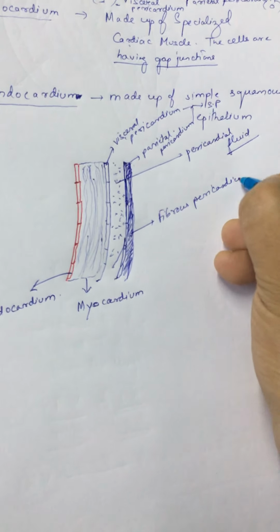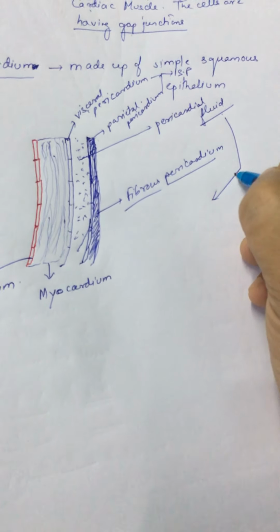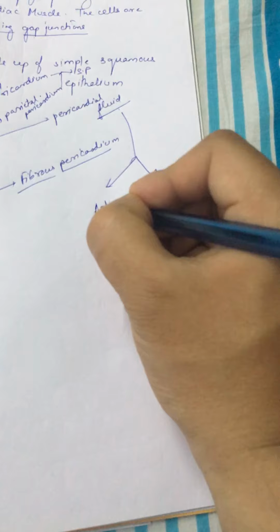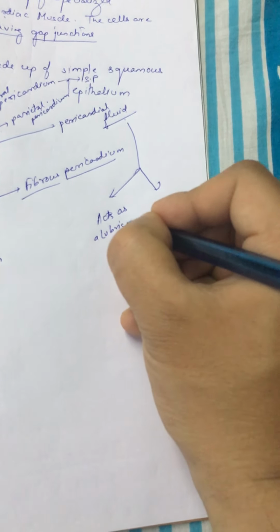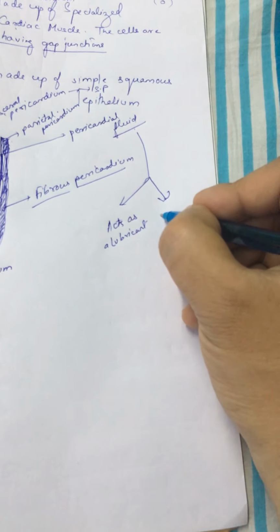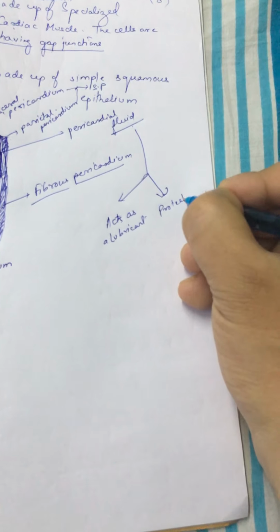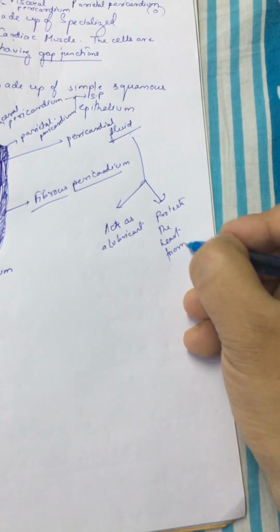So what is the significance of pericardial fluid? The importance of pericardial fluid is that it acts as a lubricant. And the second function of the pericardial fluid is that it protects the heart from mechanical shocks.